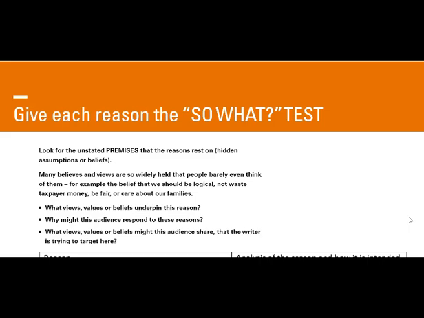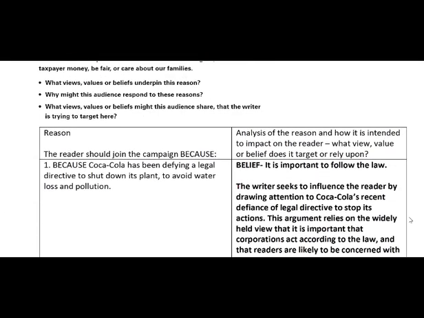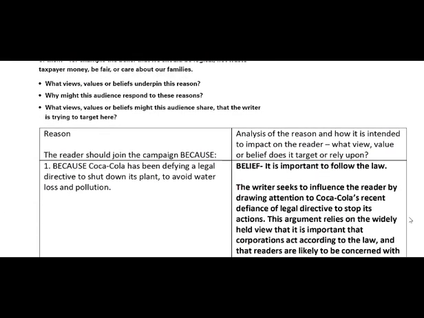Just in a few lines, it targets the audience's belief that it's important to educate children or that children's rights matter or something along those lines. So just think, when you find a reason, what views, values, or beliefs underpin this reason? Why might the audience respond to the reason? And what views, values, or beliefs might this audience share that the writer is trying to target here? So often the writer and the reader will share a set of values, and the writer is trying to hone in on those values and really play upon them.